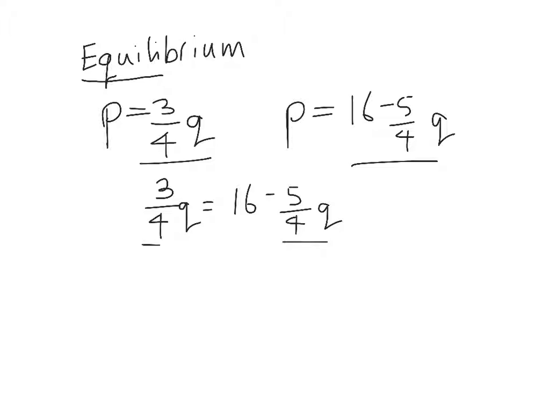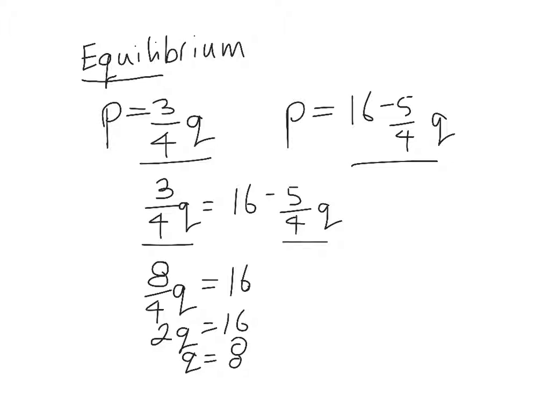So we have two Q terms. We're going to combine those by adding 5/4 Q to both sides. So on this side we have 8/4 Q, and we have 16 over here. And 8/4, of course, we know is 2. And so here we have Q is equal to 8 at equilibrium.